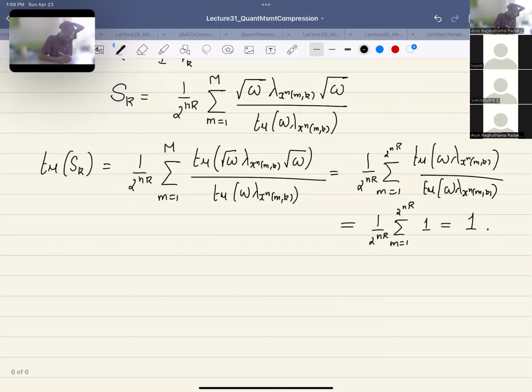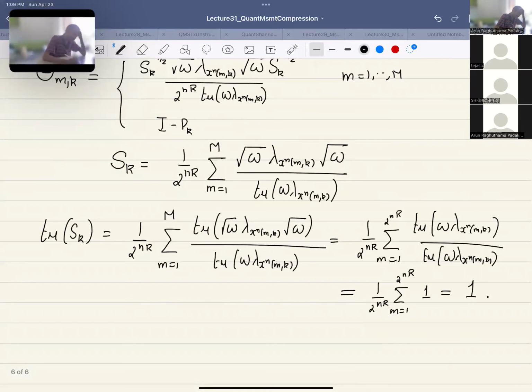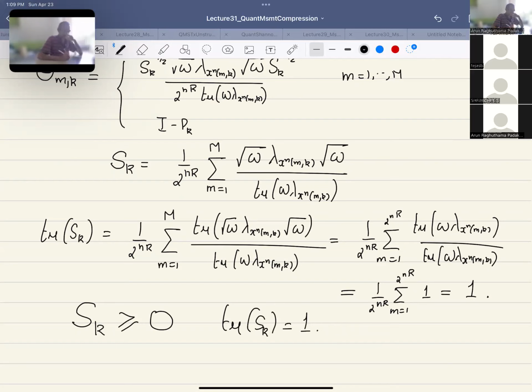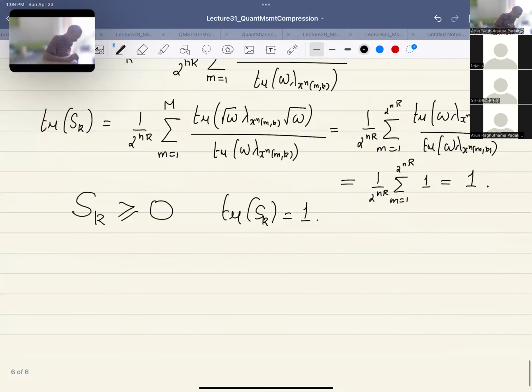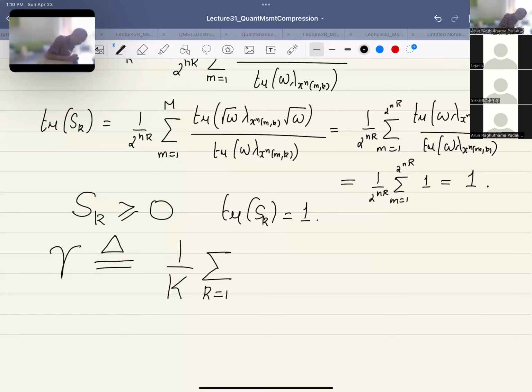He's actually positive semi-definite, because lambda xn of m comma k is positive semi-definite. So Sk is greater than or equal to 0. It's a positive semi-definite operator. Trace Sk is 1. Okay. So it's a state. I'm going to consider gamma. I'm going to define gamma by mixing these guys: 1 by k summation k equal to 1 through k of sk tensor kk.